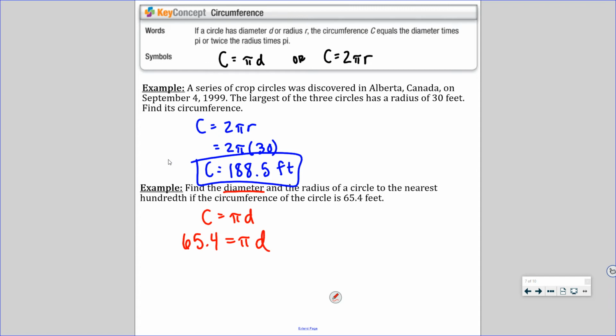Think of this like an equation. On the right-hand side, I have pi times d. How would I solve this for d? Divide it by pi. Good. So in my calculator, I do 65.4 divided by my pi button. Round it to the nearest hundredth. We get 20.82. 2 ways you could find the radius. I could use my other formula of 2 pi r, but what would be easier? Just take half of that. We know the radius is half the diameter.